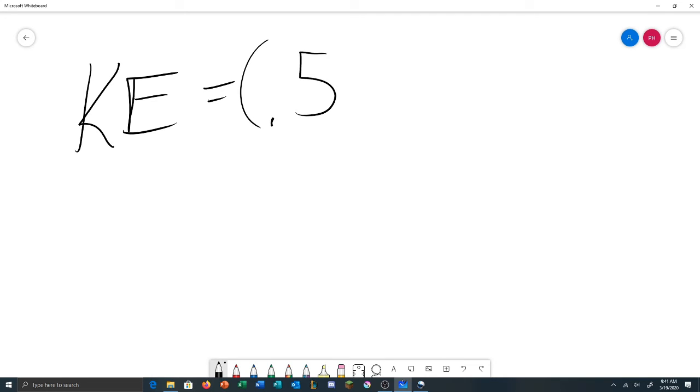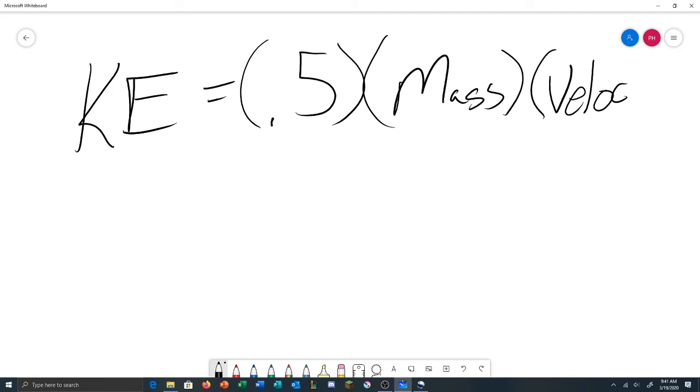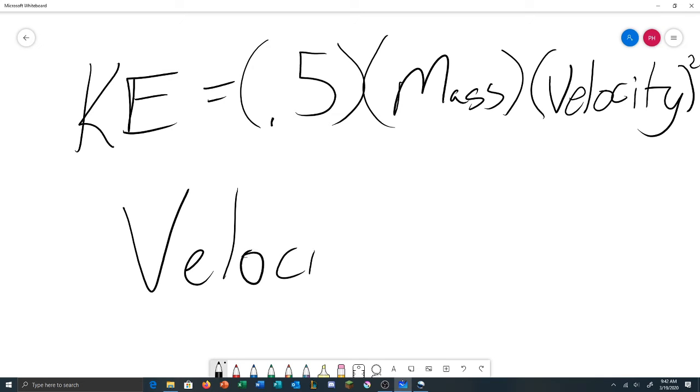Now, kinetic energy, like I said, is motion. To find out your kinetic energy, you take half, or 0.5, times your mass, times your velocity. Velocity, the reason we use that instead of speed is because velocity is in a specific direction. It's a vector. It's one direction. Velocity is a straight line. It's always going in the same direction.